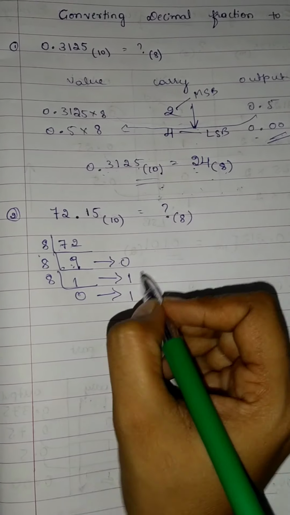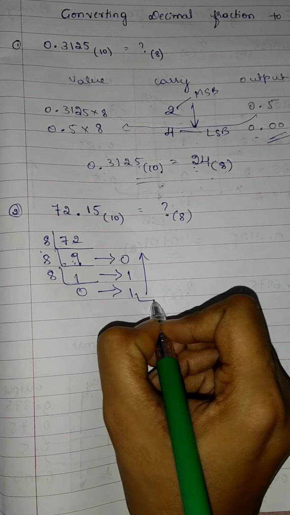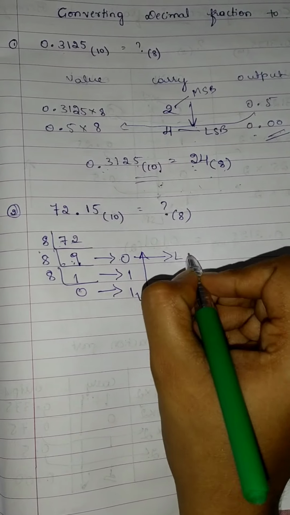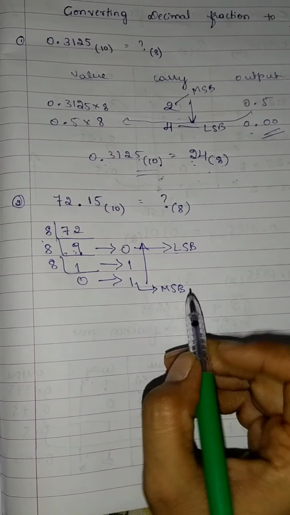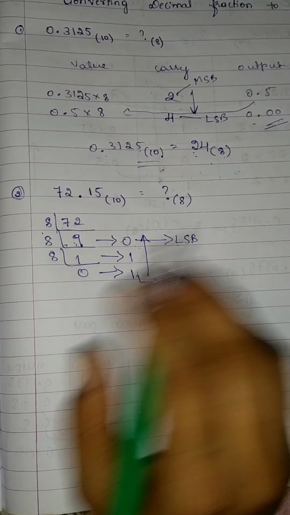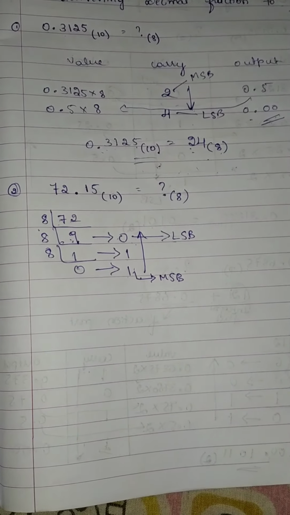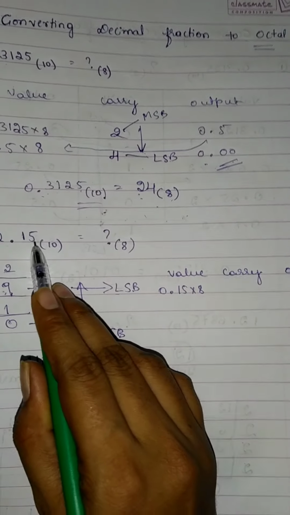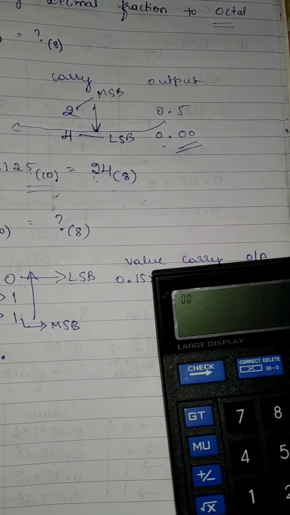The remainder will be 1. We have to write this from bottom to top, because the last remainder is considered the MSB or MSD, and the first remainder is considered the least significant bit. In all number systems we write the most significant bit first, then up to the least significant bit. So 72 is equivalent to 110. Now we'll see how to do the fractional part. It has 0.15, which must be multiplied by 8.